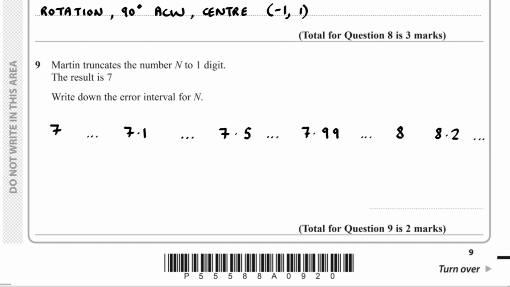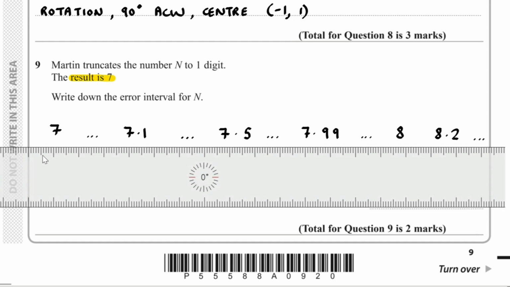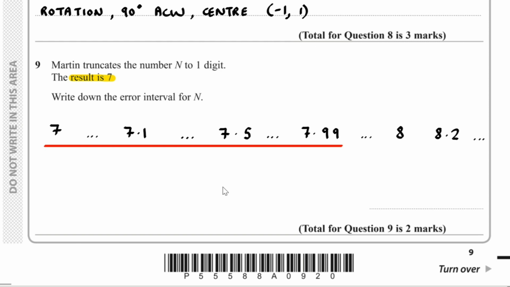But the point is, when we truncate to one digit, what we want to keep is the 7, because we know that the result is 7, so our number should start off with the 7. So any of these numbers would be perfectly fine for us to truncate our number to one digit to 7. And so for the error interval, we could have numbers from 7 up to 8, but not including 8.